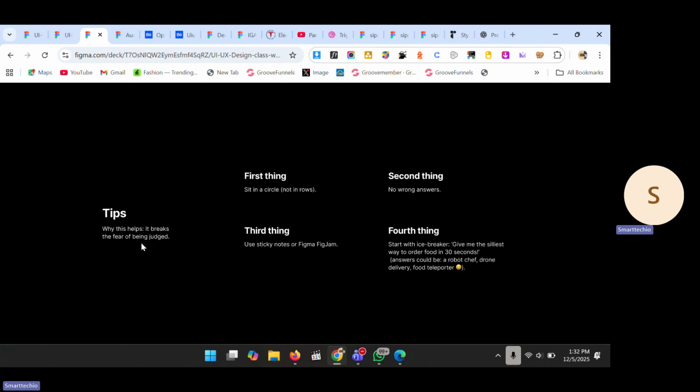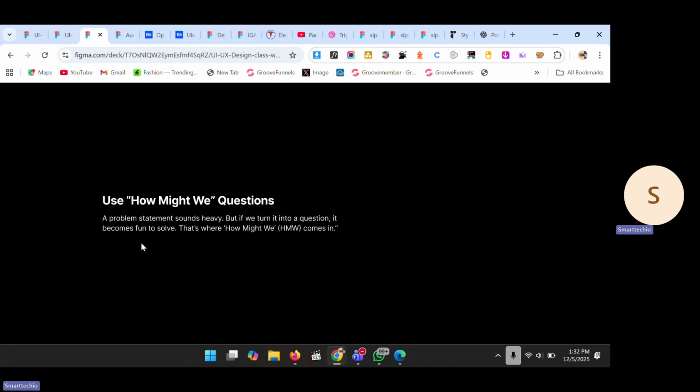Then start with actually giving the silliest way to order food. The second answer could be a robot chef, it can be drone delivery, it can be a teleporter, it can be anything. Just as those ideas come into your mind, keep penning them down, and then keep thinking about it till you get to the root or the best solution to the problem. So then use How Might We questions.